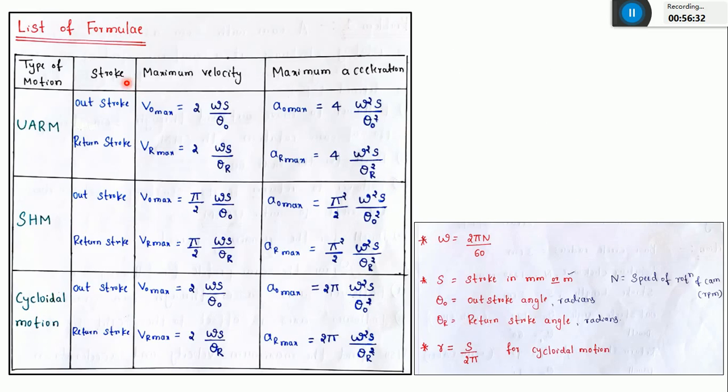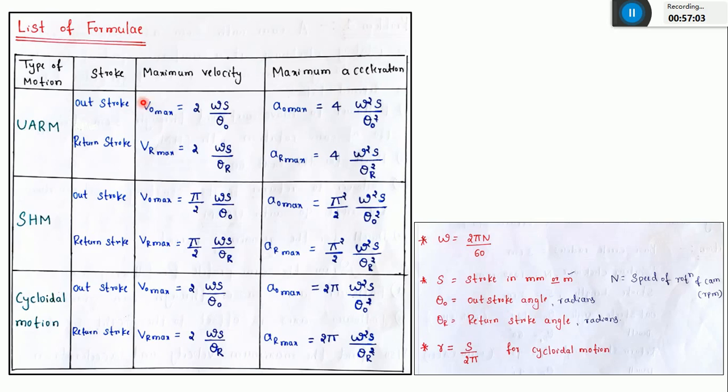And this is the list of formulas. Please note down how to calculate the maximum velocity and maximum acceleration for these three types of follower motions. In the examination, you'll be asked to draw the cam and the cam profile for these types of follower motion, whatever I explained in the previous slide. If the follower has uniform acceleration and retardation motion, what is the maximum velocity? You can take this formula. And what is the maximum acceleration?